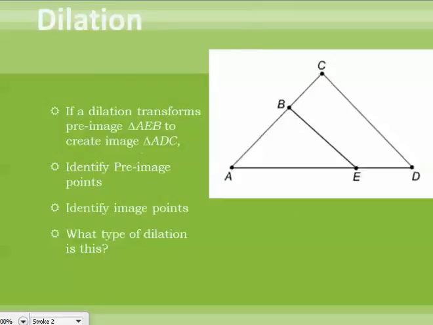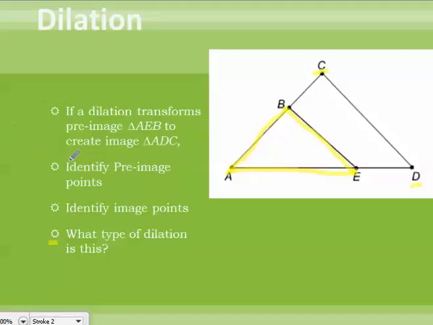Here we've got a triangle, and they're just wanting me to identify the dilation point, okay? Some information about the dilation. So they're telling me that this is the triangle that is the pre-image. Pre-image means the one you start with, okay? And then the image is the one that you wind up with. So they're wanting to know, identify the pre-image points, A, B, and E. Identify the image points, A, C, and D. And then what type of a dilation is this?